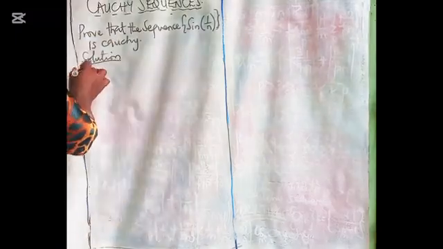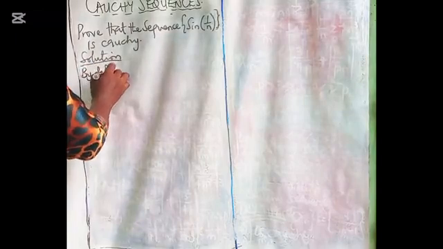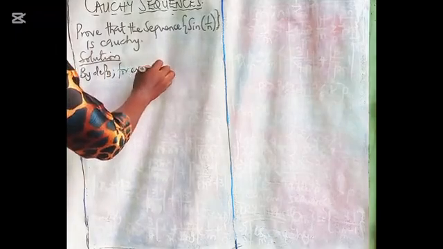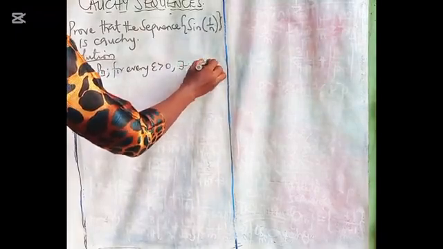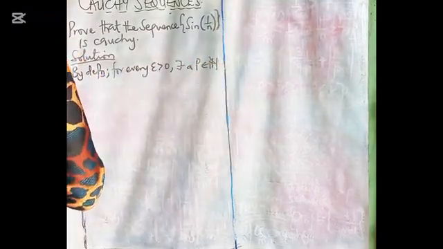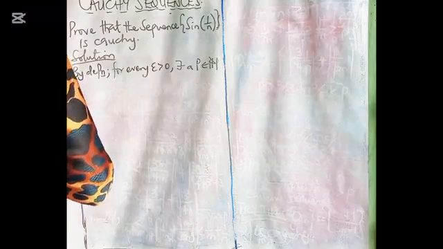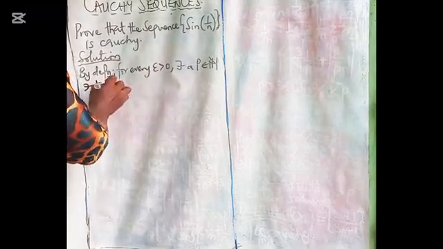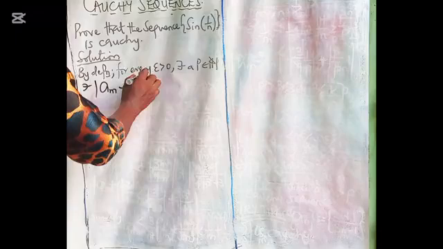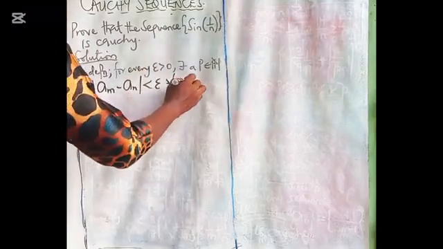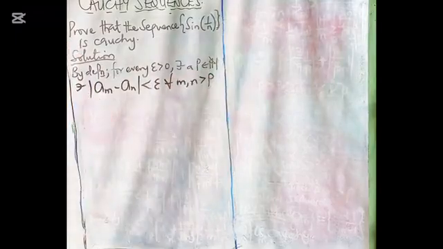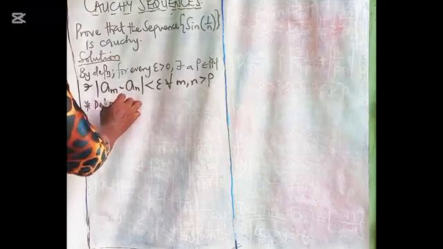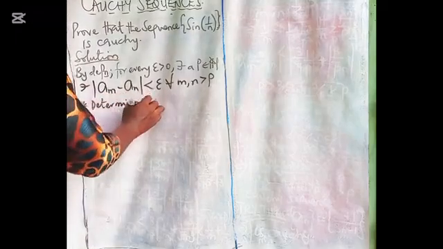We recall that by definition, a sequence is said to be Cauchy if for every epsilon greater than 0, there exists a p belonging to the set of natural numbers such that the absolute value of a sub m minus a sub n is less than epsilon for all m, n greater than p. So the first thing we have to do is to determine p.